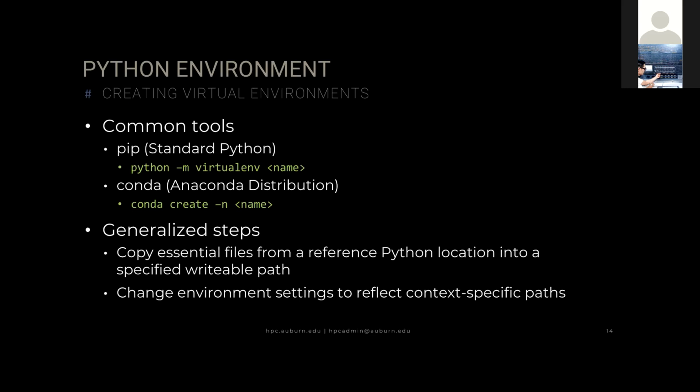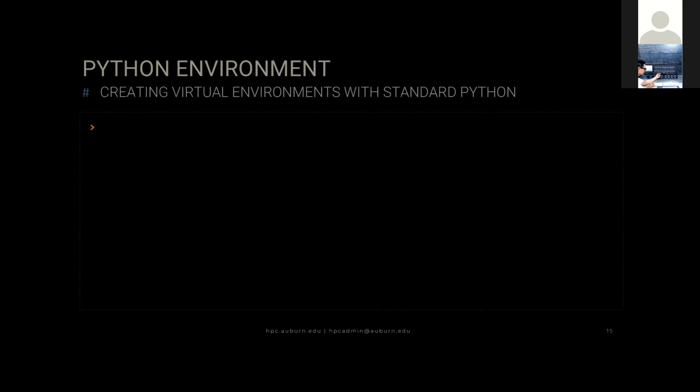The general way it goes about doing this is it says, okay, I'm gonna copy the core files, the essential files from a reference version of Python that I can see somewhere. I'm gonna copy that stuff into a place that's writable. And then I'm gonna change the environment settings to reflect where I've moved that content into the context specific or user specific path. So just a quick run through on that.